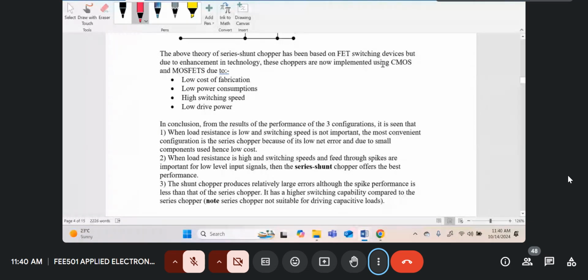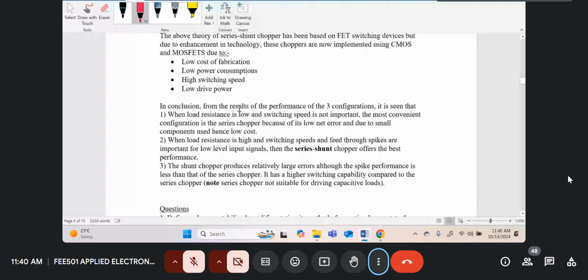So nowadays, we normally use CMOS implementation or MOSFET implementation because of the following reasons. Number one is low cost of fabrication, low power consumption, high switching speed, low power drive. So the CMOS or MOSFET based implementation have got these following advantages.